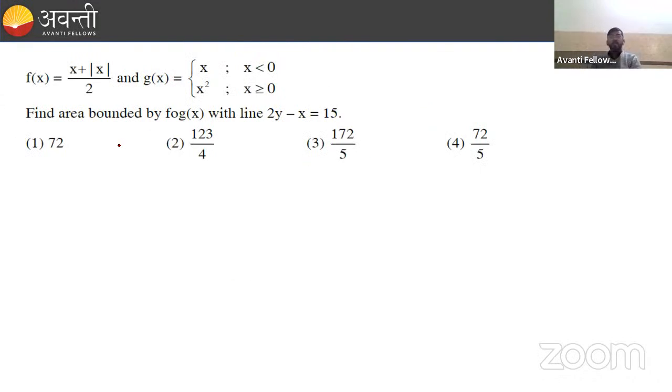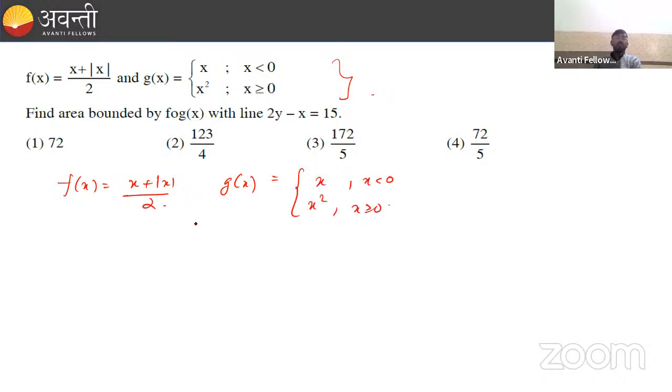Now for this question, we have been given f(x) is x plus mod of x upon 2. g(x) is x when x is negative and x² when x is positive. We are supposed to find f(g(x)). So this means f of g of x, right?